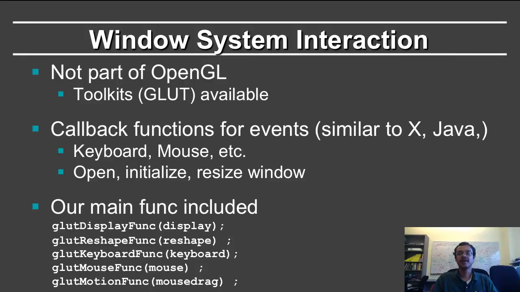It defines callback functions for events. This is a very similar architecture to other kinds of programming environments such as X, Java, etc. Therefore, you can define callbacks for the keyboard, for the mouse, for opening, initializing, resizing the window. If you just look at our main function, we had a callback for display, a callback for reshape, a callback for the keyboard, for the mouse, and for dragging the mouse.